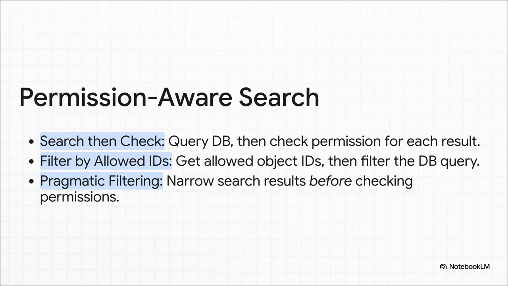Or you could flip it, ask OpenFGA for all the object IDs a user can see, then use that list to filter your search. But that can be slow if a user has access to thousands of things. The real pro tip is what's called pragmatic filtering. You use other data you already have, like a tenant ID, to drastically shrink the search space before you even think about checking permissions. That simple pre-filtering step often makes the other strategies fast enough for production.